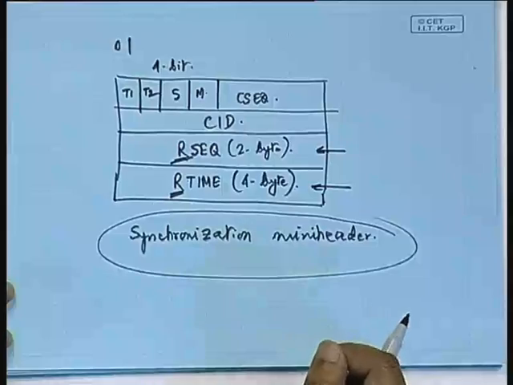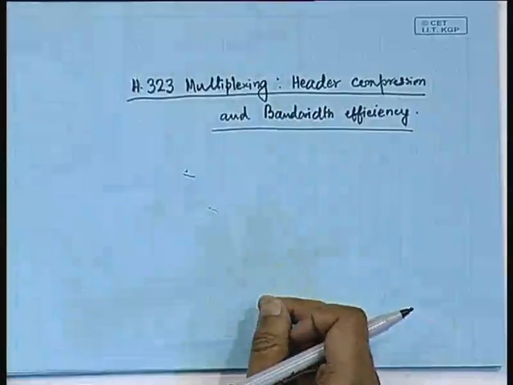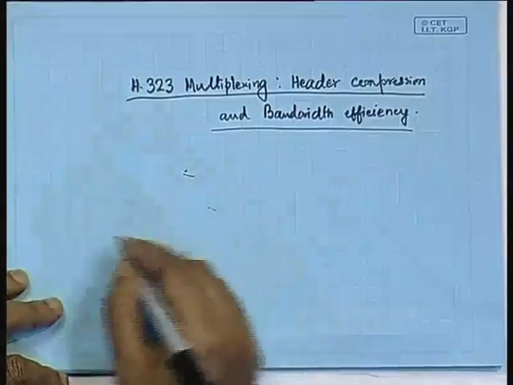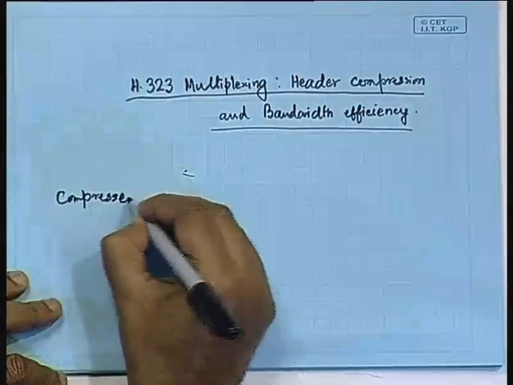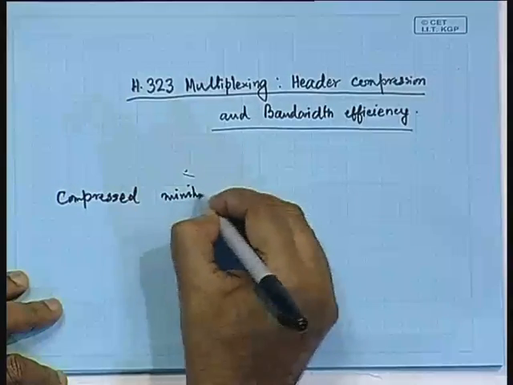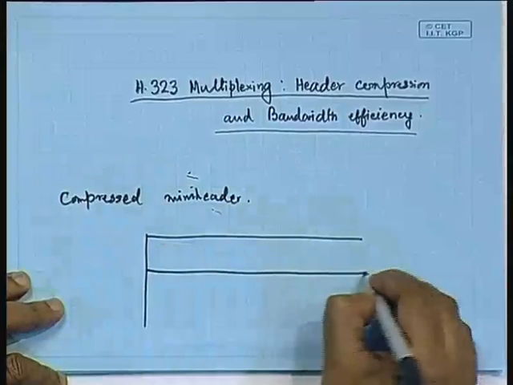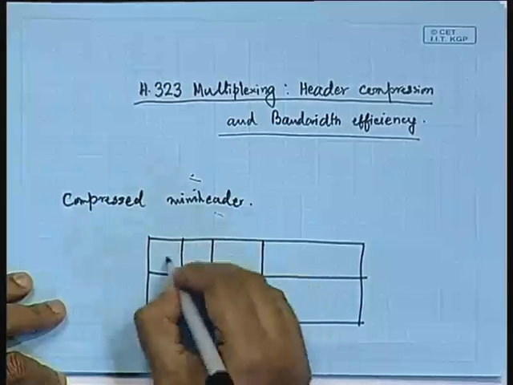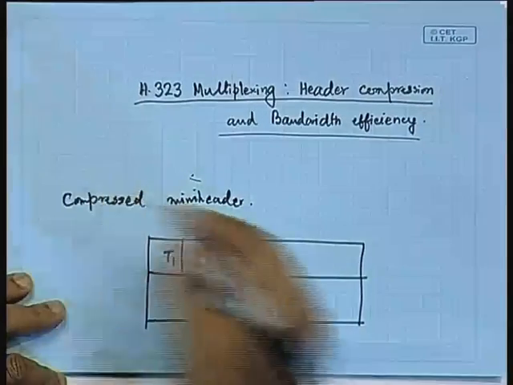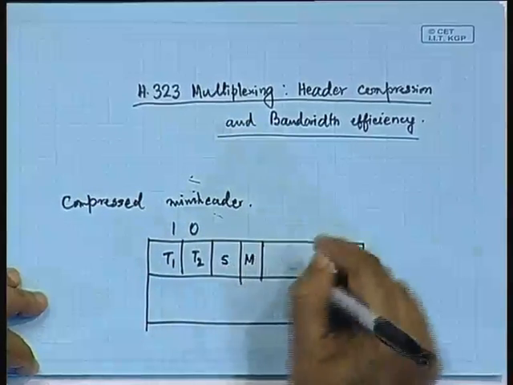This will not be avoidable, but most of the times what we want to do is to go through a third type of mini header, which we will be calling the compressed mini header. In the case of the compressed mini header, it is just a 2 byte mini header. Fully compressed mini header only has 2 bytes, and the first byte contains the usual 4 bit information like the type T1 and T2, where we can use say 1 and 0 combination, and then the S bit and the M bit.